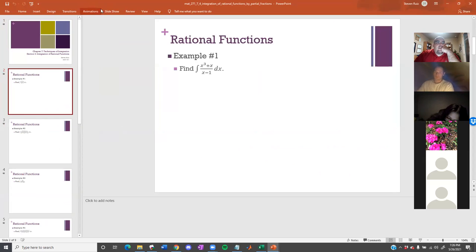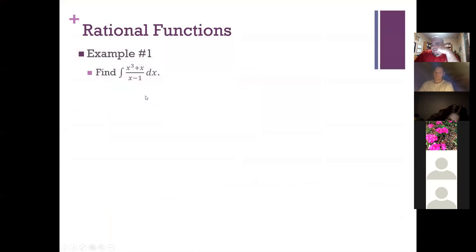So this section's all about rational functions. You know what a polynomial is. A rational function is the quotient of a polynomial and another polynomial. So basically, how do we integrate these things? To integrate things like this, we have to do a little bit of pre-work, because we're going to rewrite this rational function as a sum of simpler things.